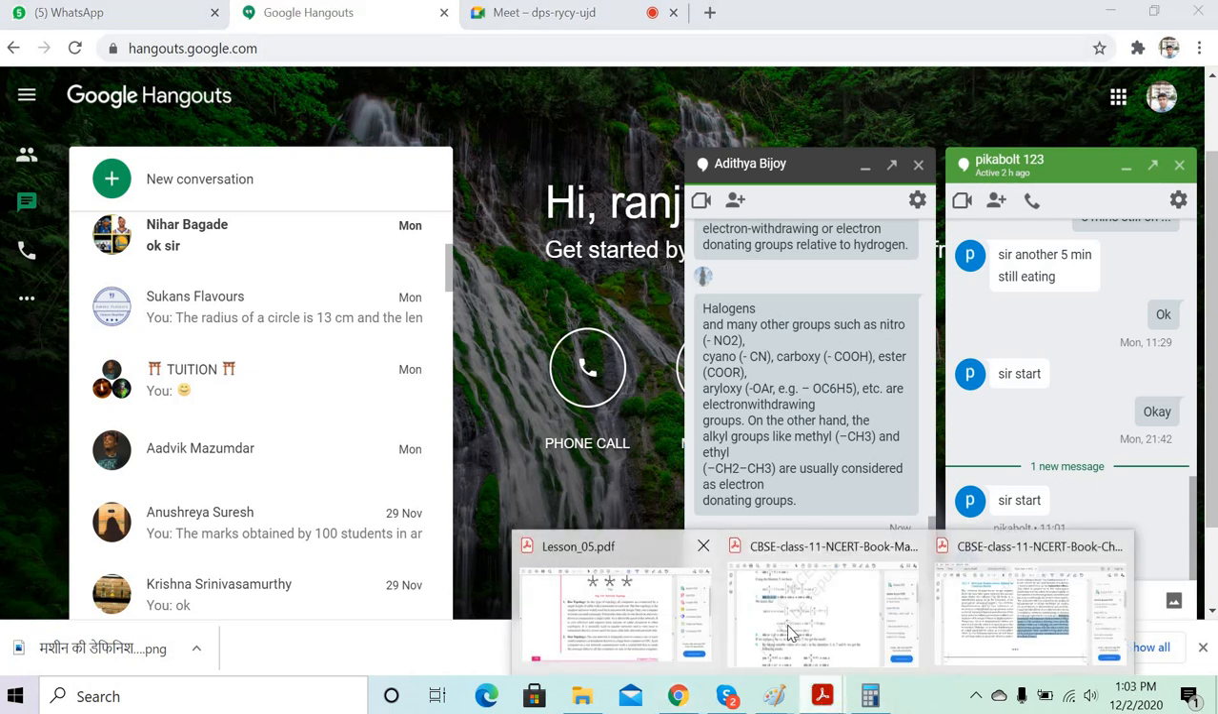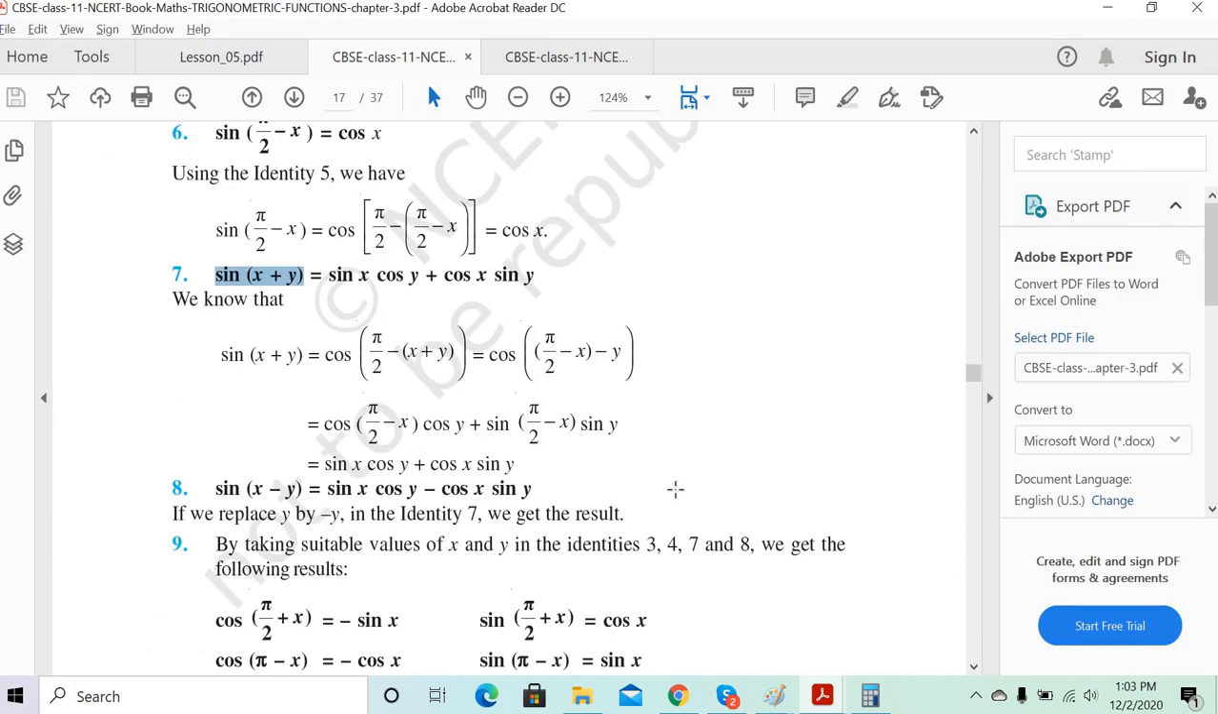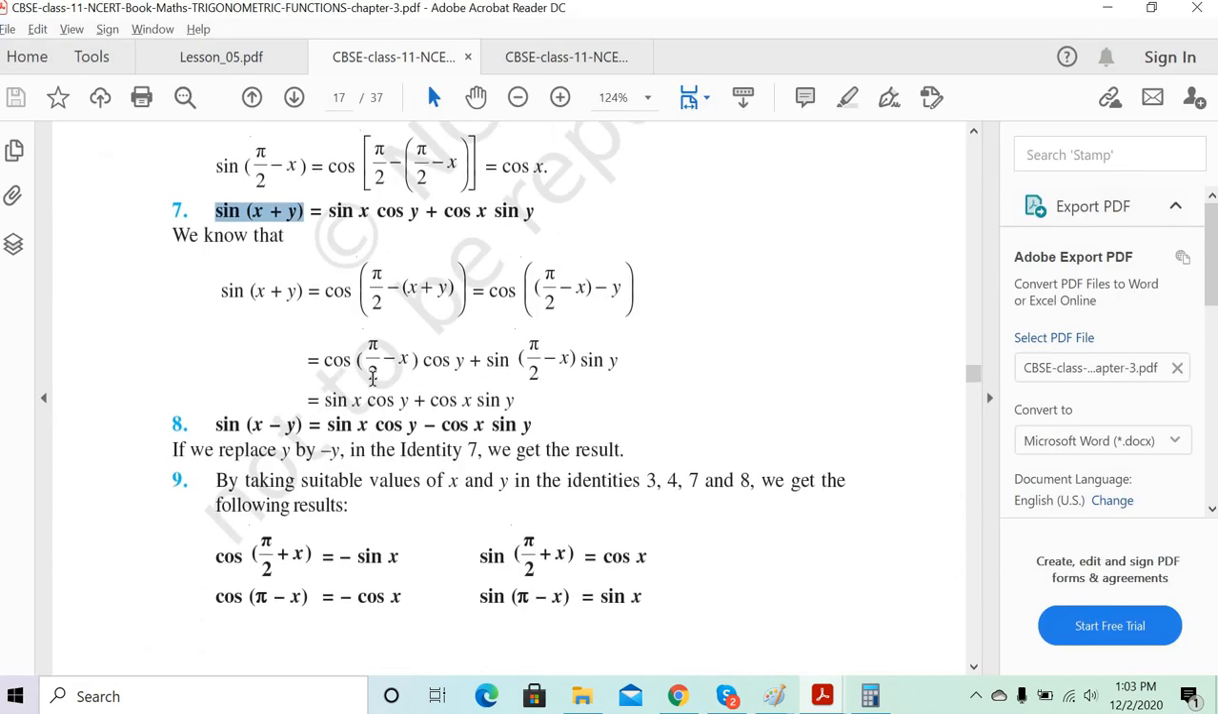Okay, what answer did you get, Tanisha? Sin(x plus y), what answer did you get? I got sin x cos y plus cos x sin y. Excellent. So sin(a plus b) is sin a cos b plus cos a sin b. Now substitute y as minus y in this formula. It will become the sin(x minus y) formula.